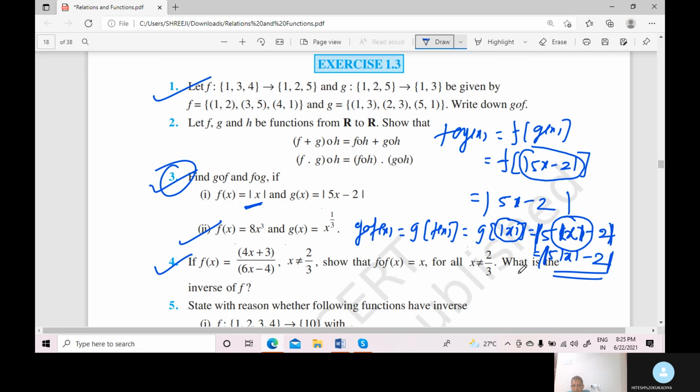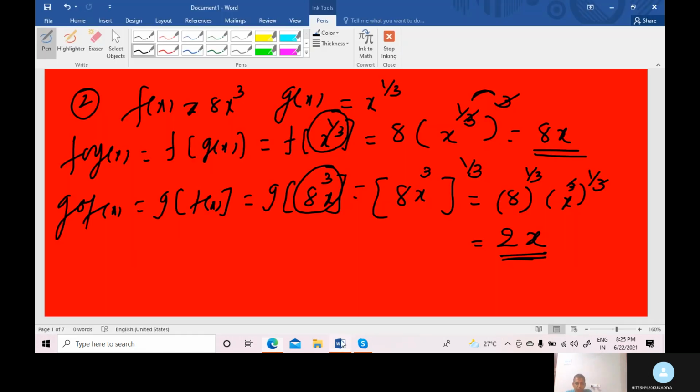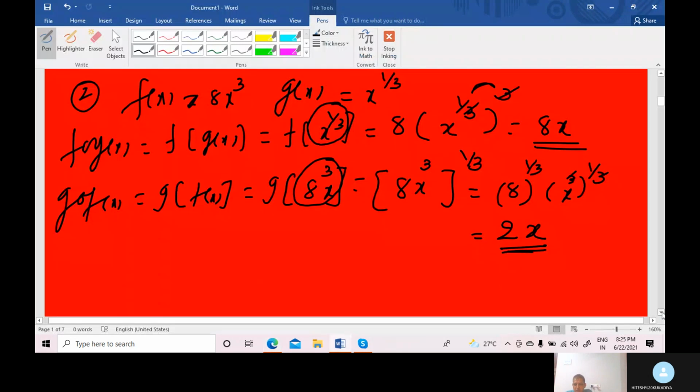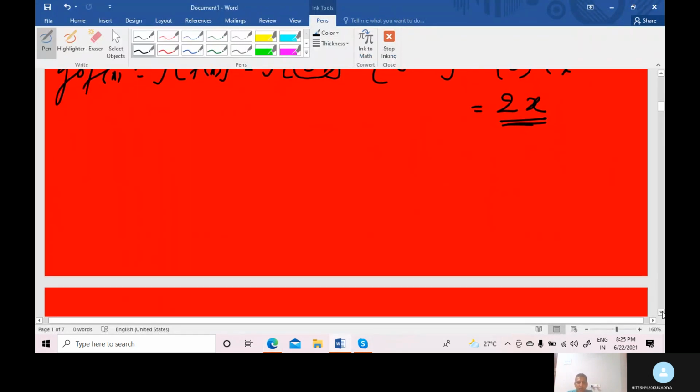In question number 4, the last statement is what is the inverse of f? We discuss that next, because here we do not discuss the inverse function. We discuss only the composite function, right? So our question is f of f(x) is x. Now we write the f(x). Fourth question. Look here, student. Question number 4.